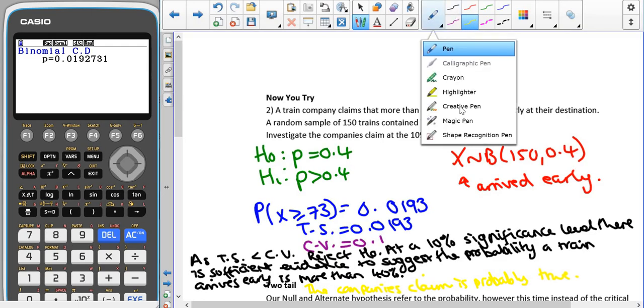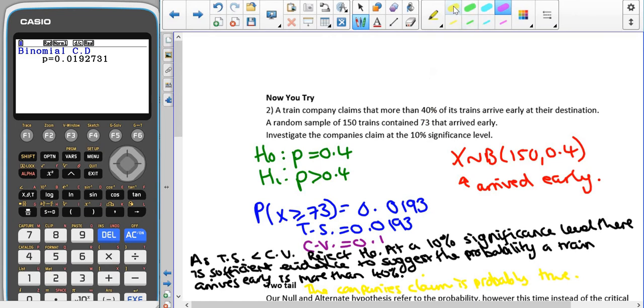So hopefully you paused the video and gave the Now You Try question a go. This time we have a train company that claims that more than 40% of its trains arrive early to their destination. Out of a sample of 150 trains, 73 of them arrived early, and this time we're testing at a 10% significance level. So our distribution is going to be X ~ B. We're looking at 150 trains and we're testing the probability that it's more than 40%. So we're looking at 0.4, and that's the probability that they're arriving early.